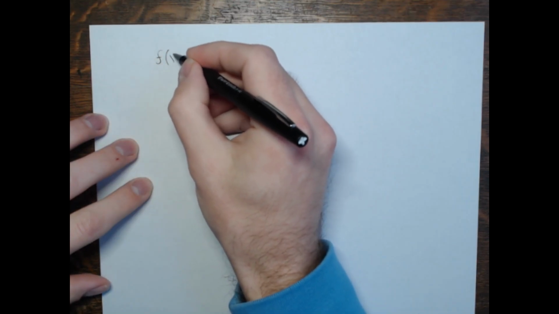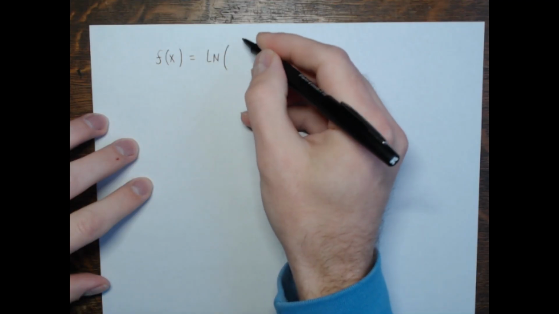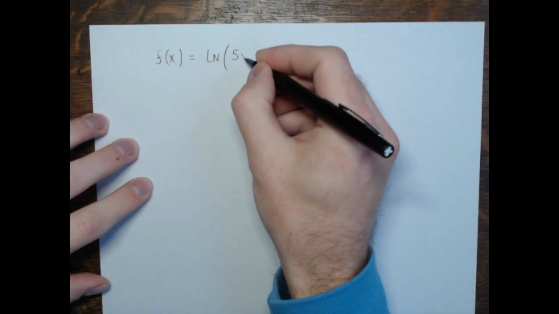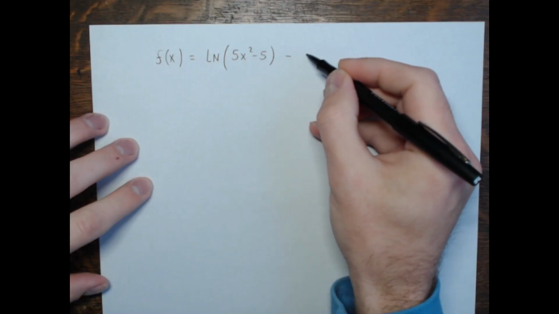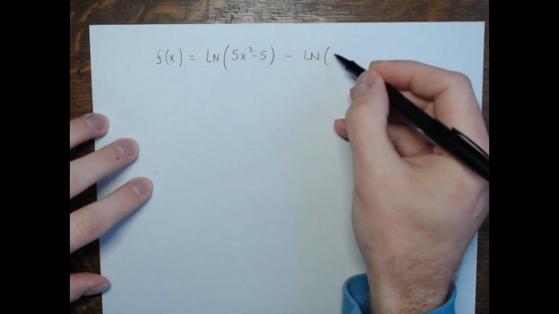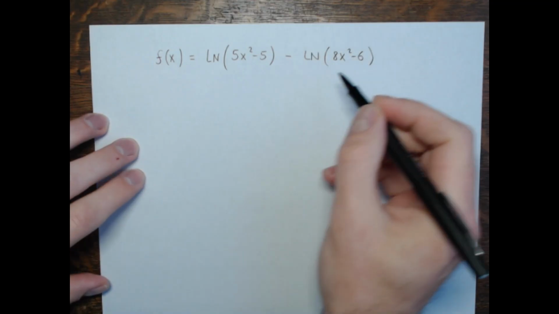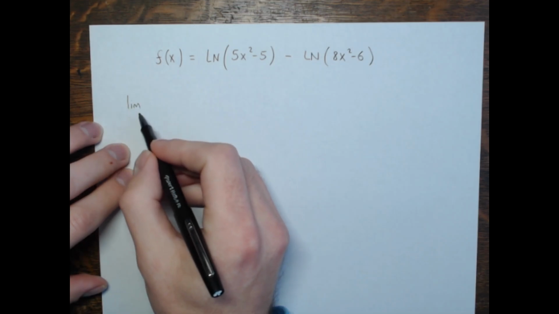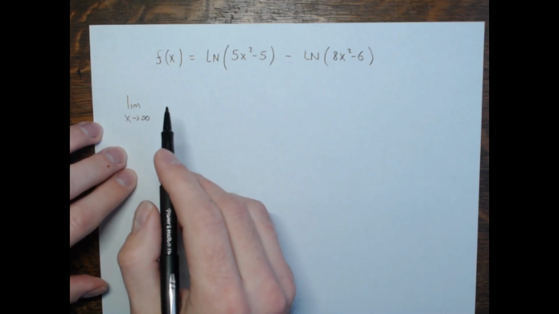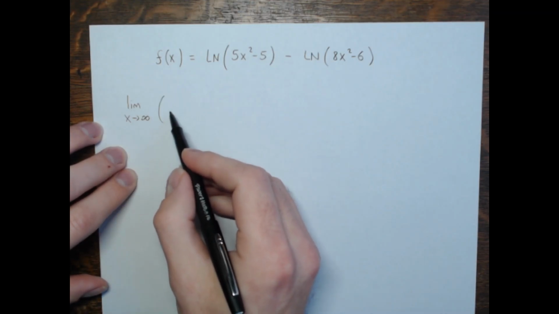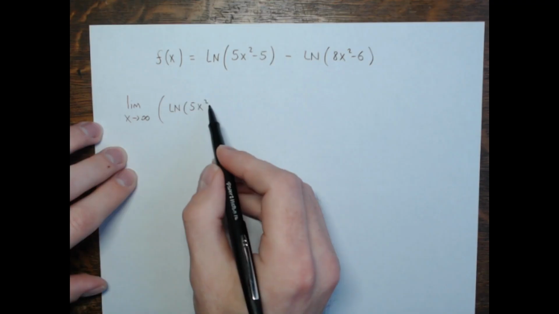So here we have f of x equals the natural log of 5x squared minus 5, minus the natural log of 8x squared minus 6. And we're taking the limit. They're asking us for the limit as x approaches positive infinity of this expression.